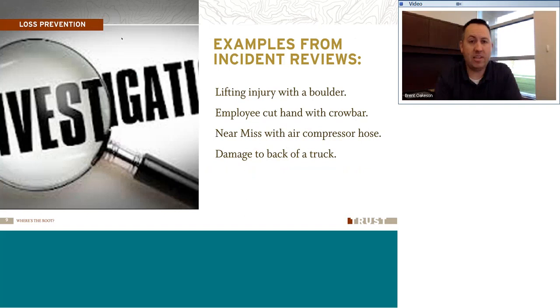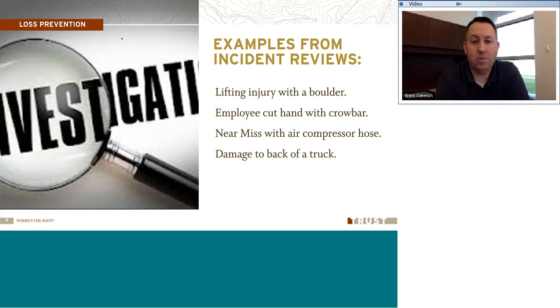So I've got a few examples I'm going to share with you today. These come from accident investigations that we've seen that were sent in with the TAP applications. There are no names on these, so they're totally anonymous, but they do come from our members around the state. We have four scenarios to look at. The first one is a lifting injury with a boulder. We'll look at an employee that was injured from lifting. There was an employee that cut his hand with a crowbar. There was a near miss with the air compressor hose, and damage to the back of a truck.